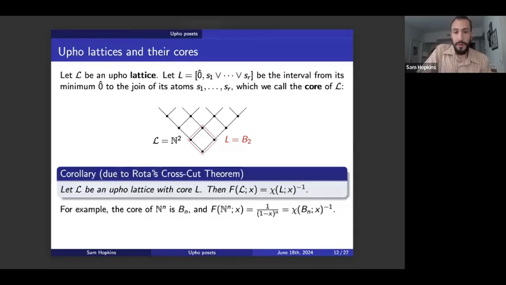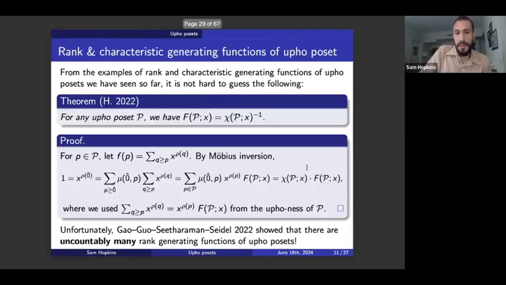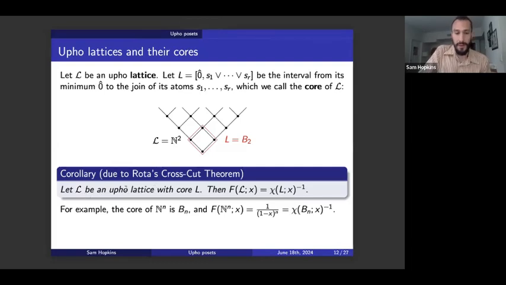And it's a simple corollary due to Rota's crosscut theorem that there cannot be any non-zero Möbius function values above the core of the Upho lattice. I denote all of my infinite posets by script letters. So the Upho lattice here is script L, and the finite things are denoted by normal letters L. The calligraphic ones are infinite, and the normal font ones are finite. So the rank generating function of an Upho lattice is the reciprocal of the characteristic polynomial of the core, which is a finite graded lattice. And so it's the reciprocal of a polynomial with integer coefficients.